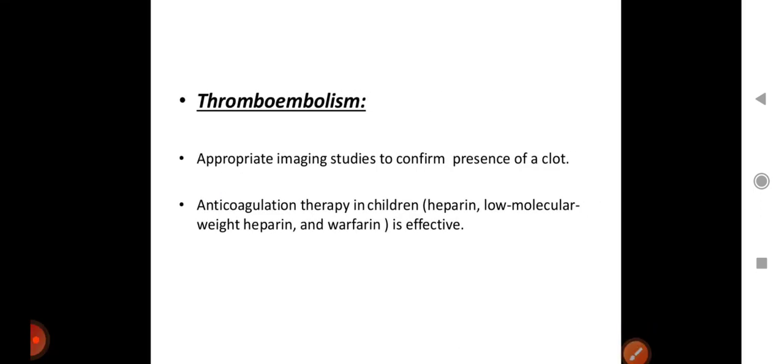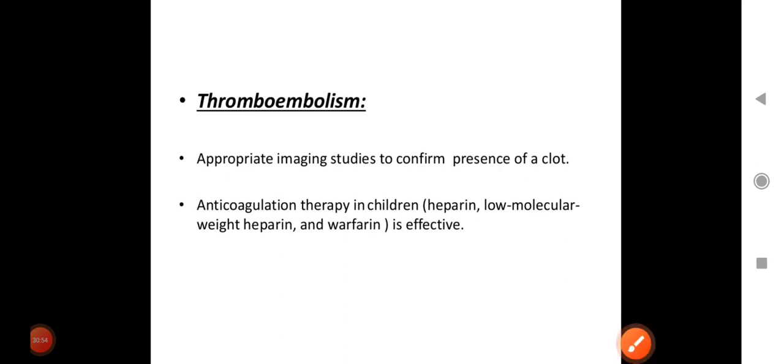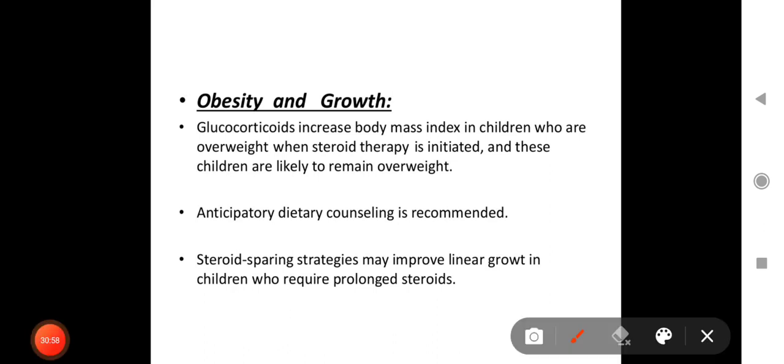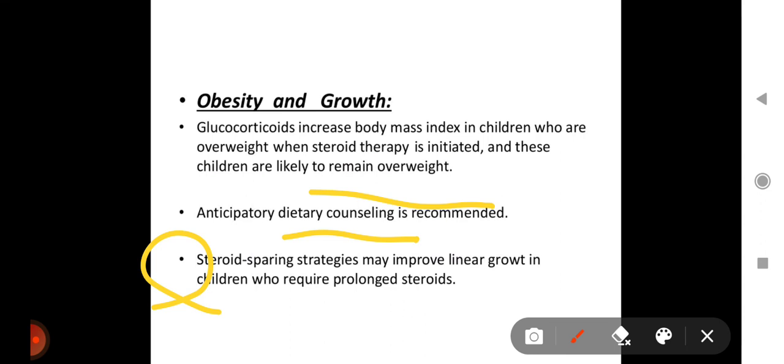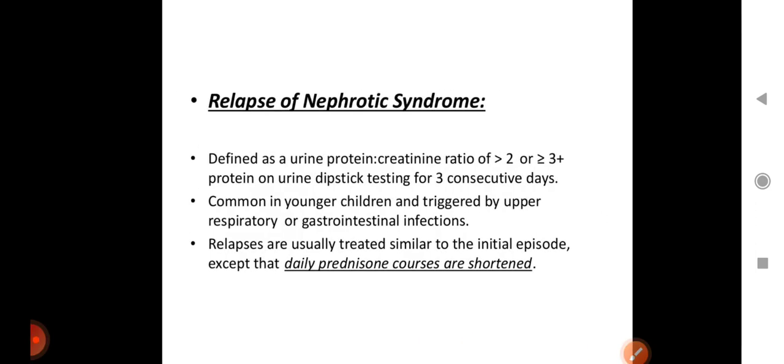Next is thromboembolism. Appropriate imaging studies are needed to confirm the presence of clot. For anticoagulation therapy in children, heparin, low molecular weight heparin, and warfarin are effective. Obesity and growth: how to monitor? Glucocorticoids increase BMI in children who are overweight when steroid therapy is initiated, and these children are likely to remain overweight. Dietary counseling should be done. Steroid sparing strategies can be used to improve growth in children who require prolonged steroids, like in steroid resistant cases.